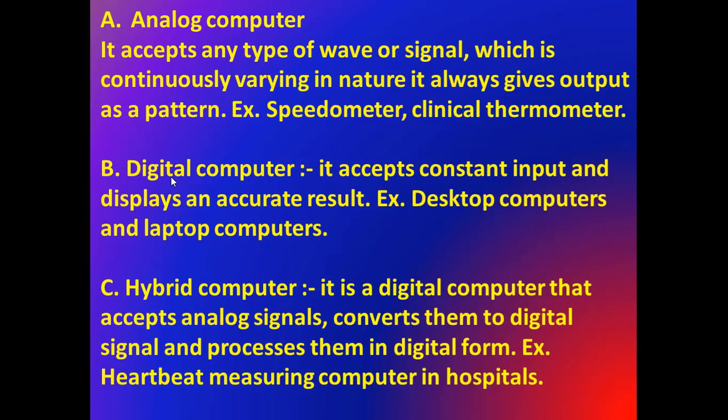After that, hybrid computer. A hybrid computer is the combination of analog computer and digital computer. Sometimes it takes input in the form of analog, but it produces the result in the form of digital. Sometimes it takes input from digital, but it produces the result in the form of analog. A hybrid is a digital computer that accepts analog signals, converts them to digital signals and processes them in digital form. For example, heartbeat measuring computers in hospitals.